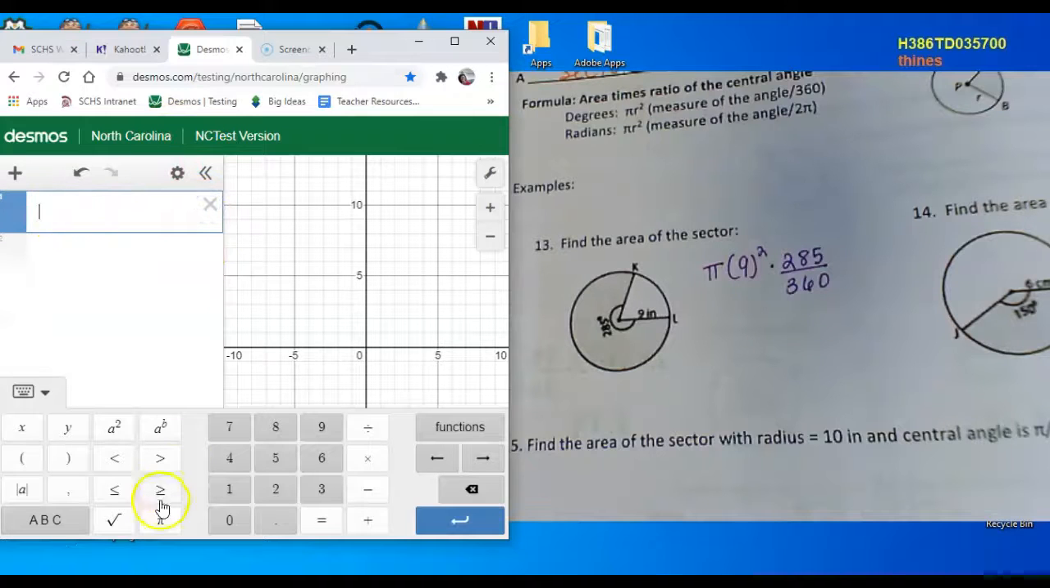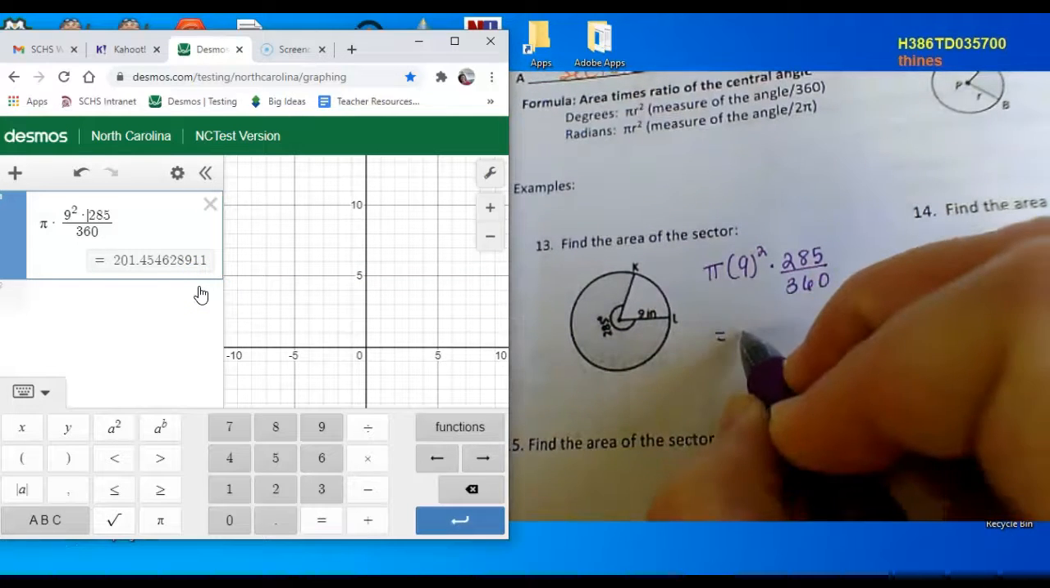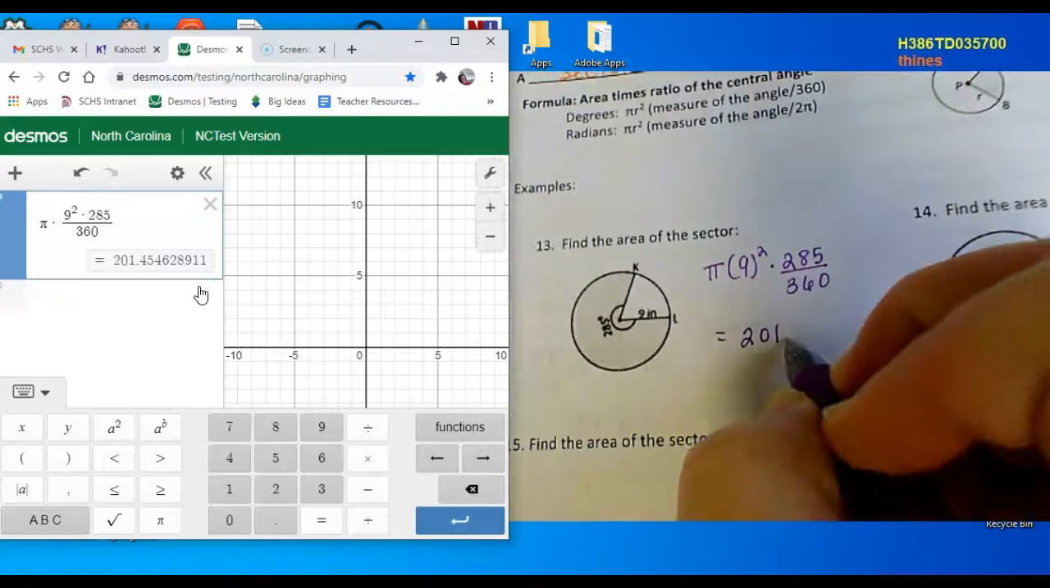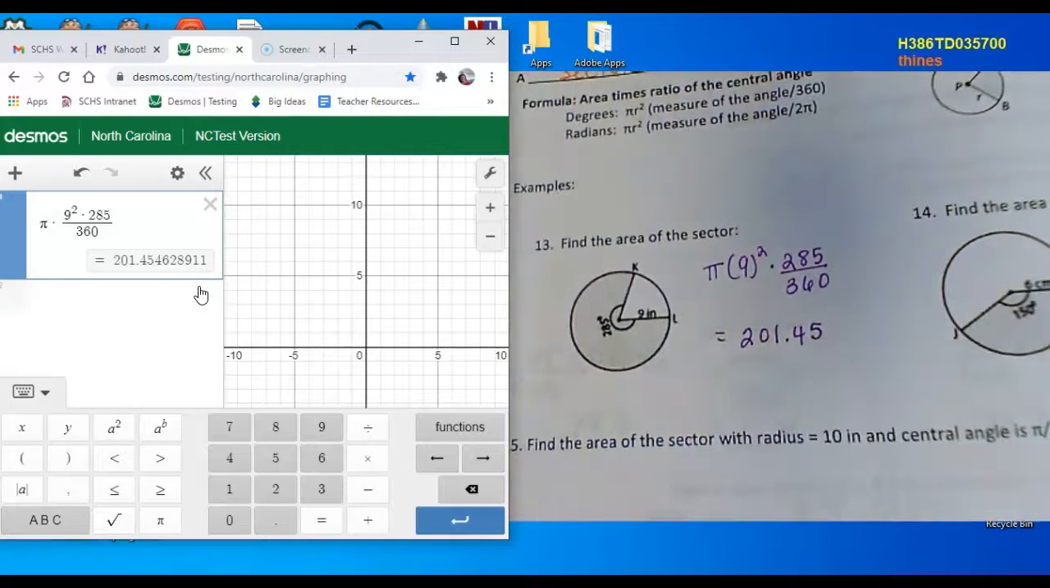So, in Desmos, it'll be pi, and then 9 squared. You can put the times in between there. I know sometimes we do and sometimes we don't. And then 285 divided by 360. Probably need a times right there. Oops, there we go. And so that would be the area of that part of the circle, which is called the sector. So 201.45. So that's the area of that sector.